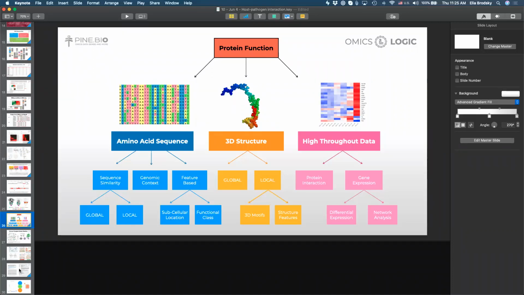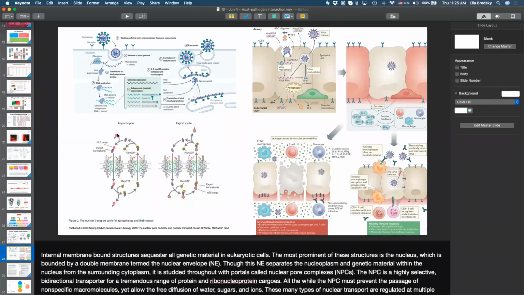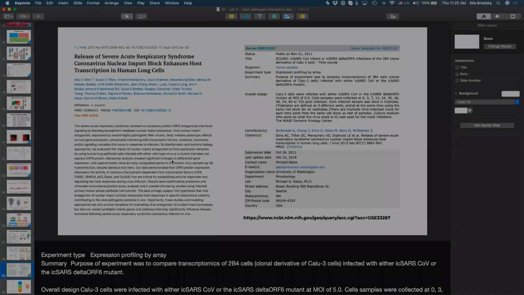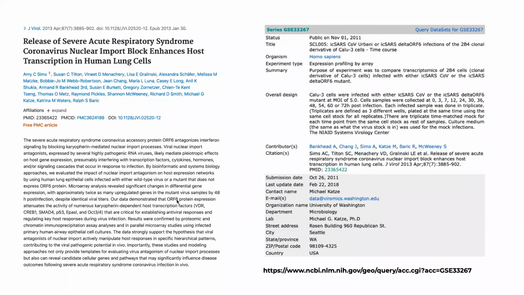And if we look at the publication, this is what they found. They found our data demonstrated that ORF6 protein expression attenuates the activity of numerous karyopherin-dependent host transcription factors that are critical for establishing antiviral responses and regulating key host responses during virus infection. And they also confirmed their results by proteomic and chromatin immunoprecipitation assay analyses.